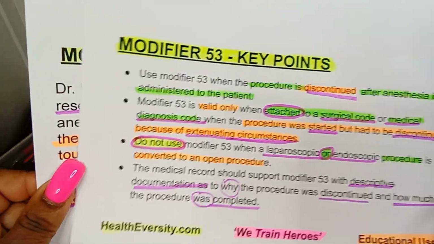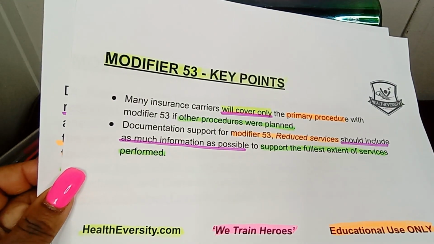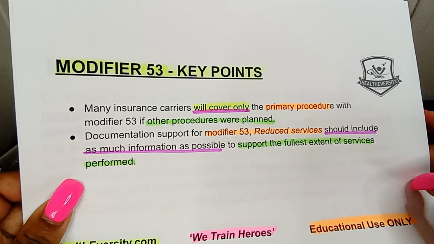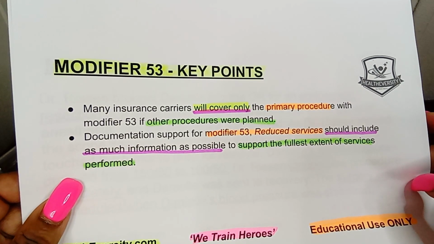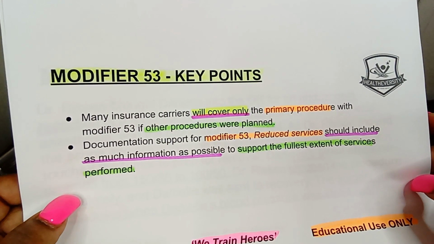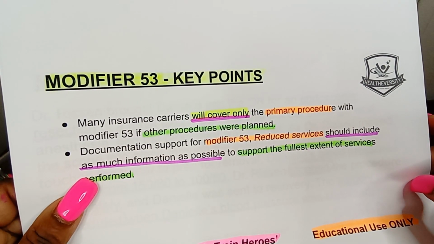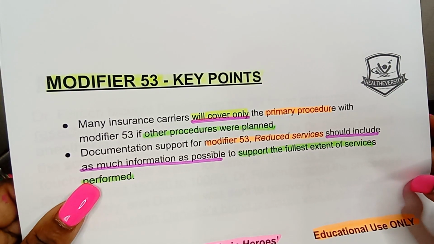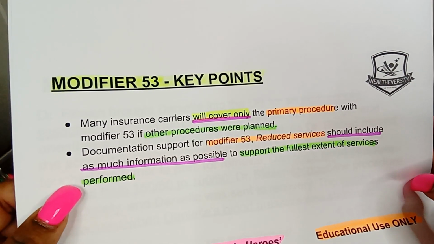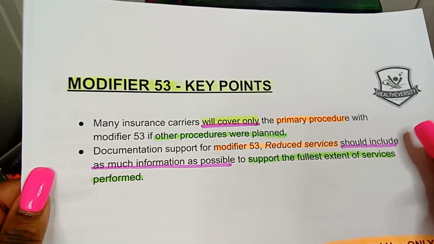We have some more here. All right, let's go to the next page. Some more key points. Modifier 53, we have 2 more points. Many insurance carriers will only cover the primary procedure with the modifier 53 if other procedures were planned. So you have to tell them exactly what happened. Documentation support for modifier 53 reduced services should include as much information as possible to support the fullest extent of services performed. So you have to be very detailed.